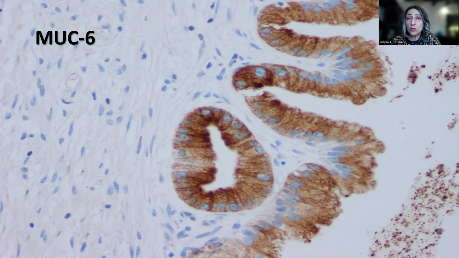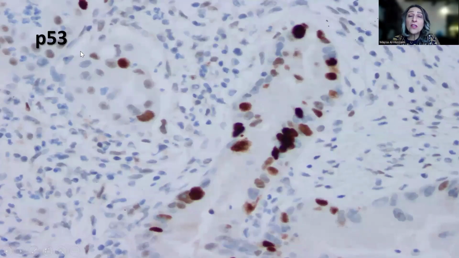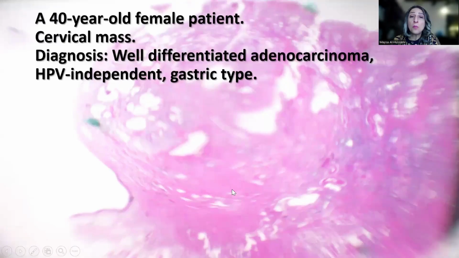carcinoma. Normal endocervical cells are completely negative, and this is another focus where we have the higher grade nuclear features of the tumor cell nuclei, but still that cytoplasm shows the granular positivity with the MUC6. P53 in most cases would show this mosaic staining pattern. However, it sometimes can be positive. So the final diagnosis in this case in the cervical component is well-differentiated adenocarcinoma that is HPV-independent gastric type.